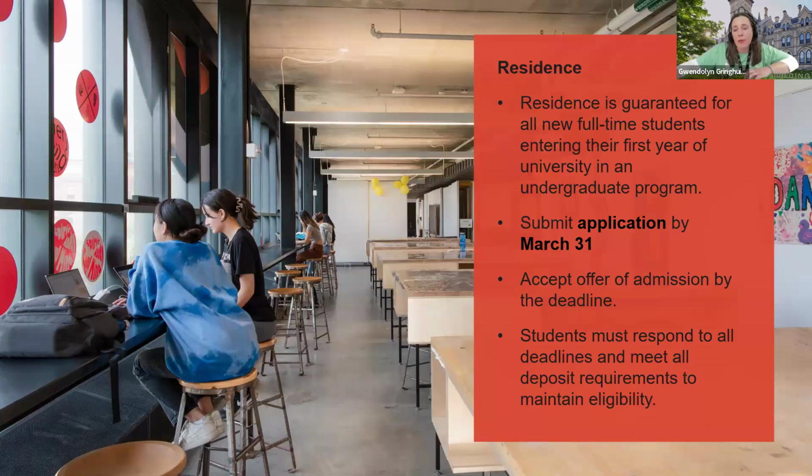For those of you who might be thinking about living in residence, pay attention to the deadlines as there is an application deadline of March 31. And of course, you have to maintain your eligibility. And so that's responding to your offer of admission by the deadline in your offer letter, etc. You're always welcome to visit the housing website for more details about any of these options.